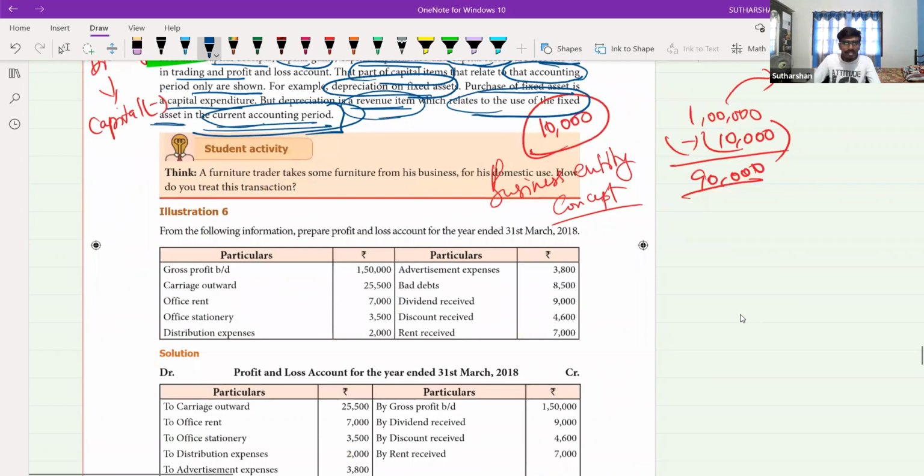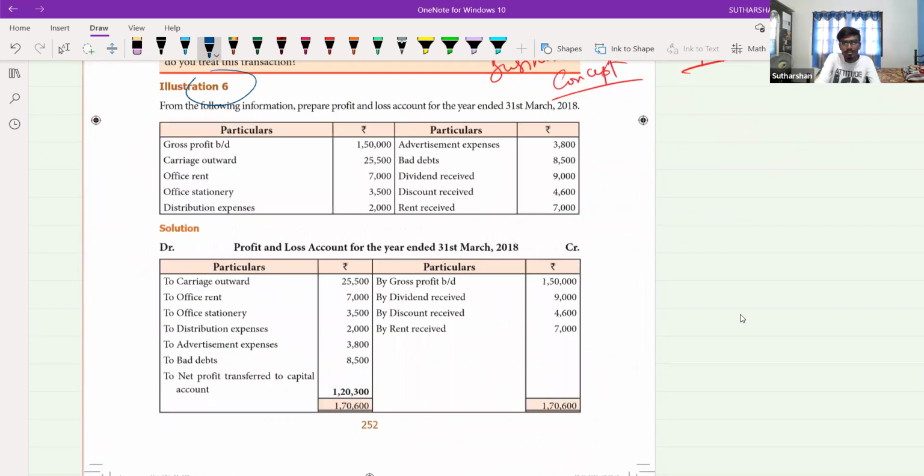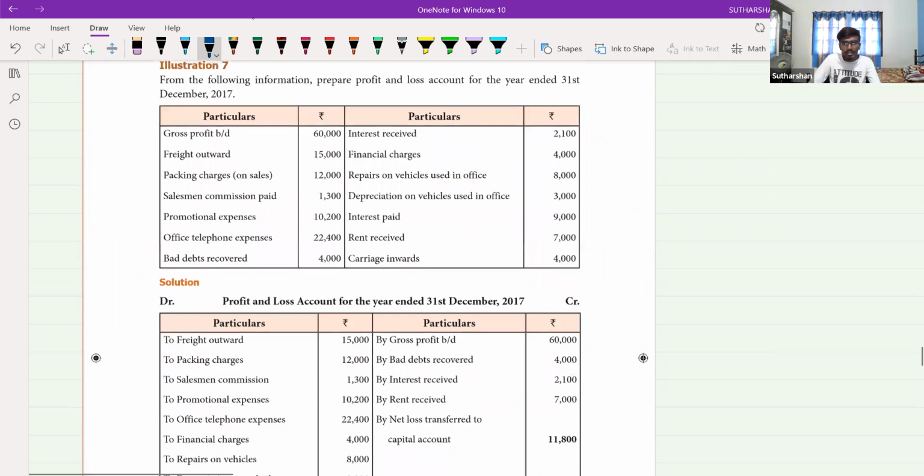Okay, next they are asking profit and loss account. This sum you can easily do. Okay, this sum also you can easily do.